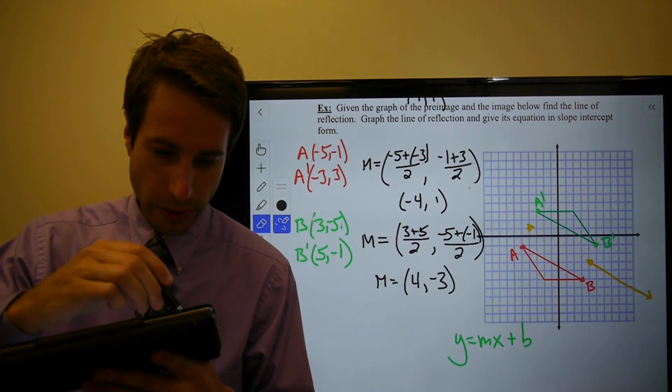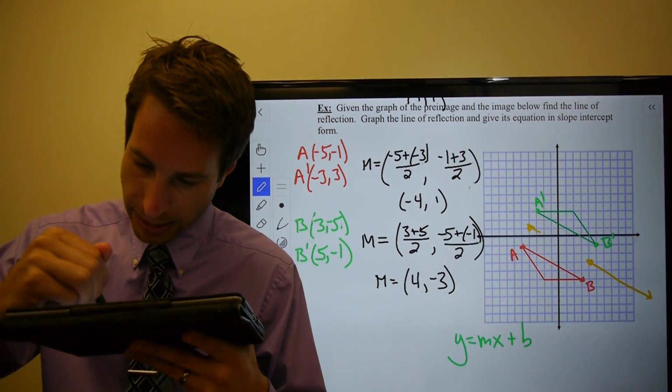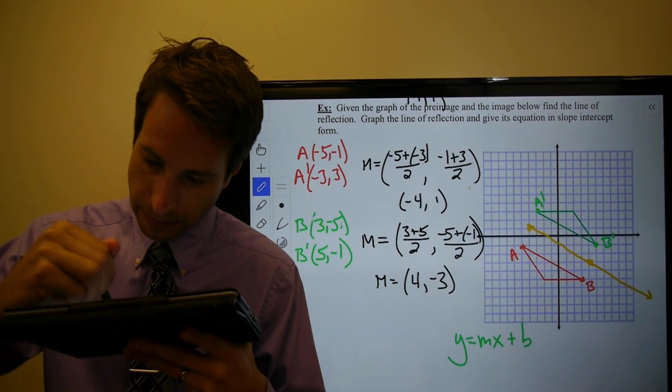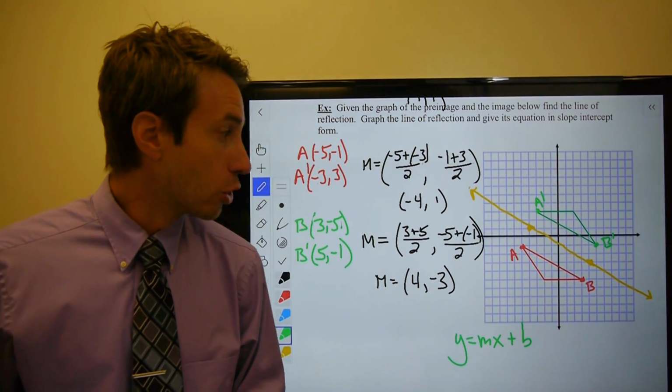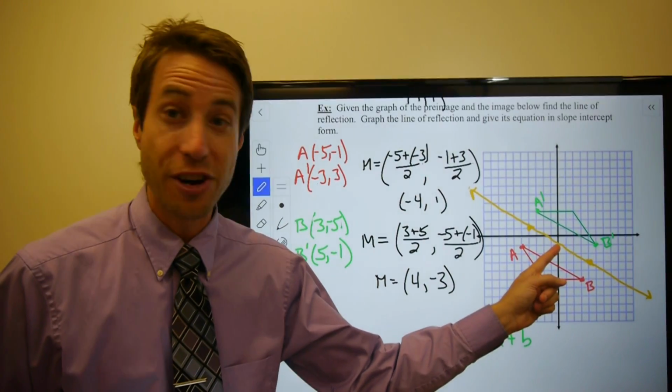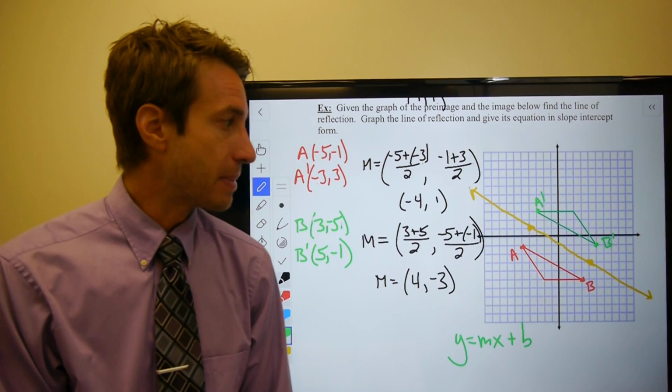Again, if you're real careful drawing your line between those 2 points, what you're going to see is where you cross the y-axis. So it looks like I'm crossing the y-axis right there at -1. I'll double check that to make sure it is accurate.